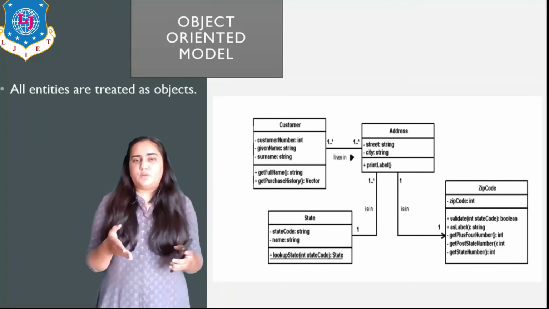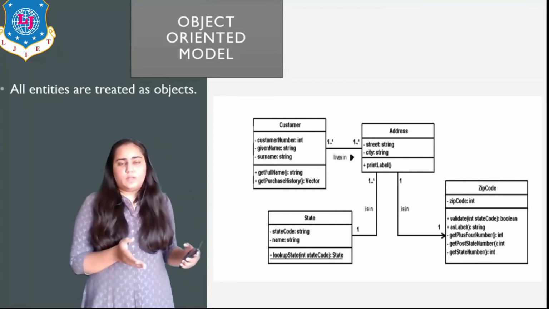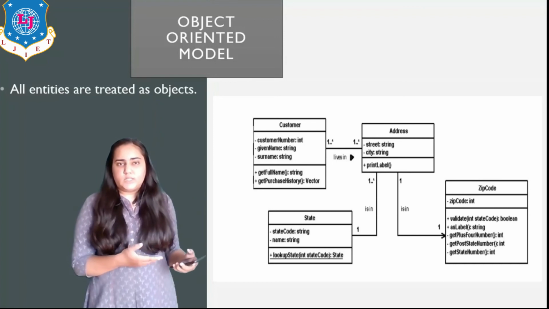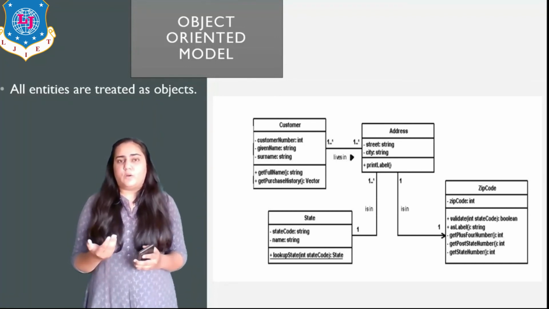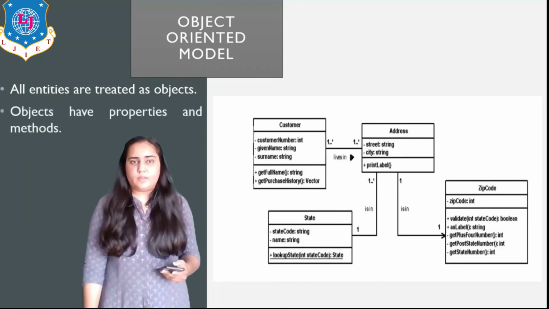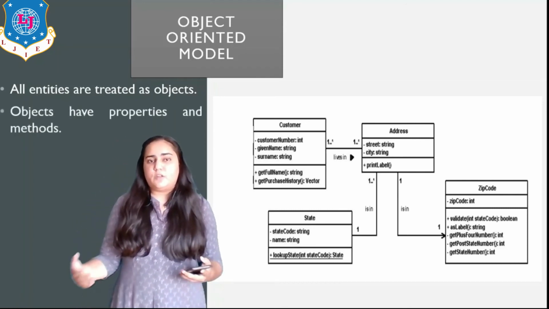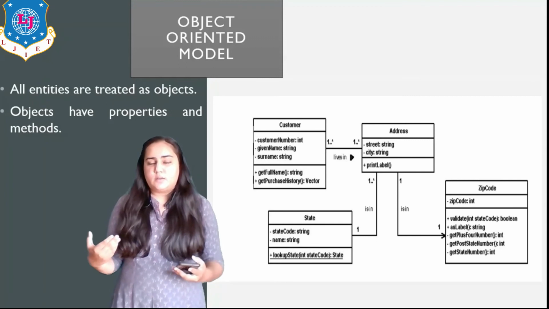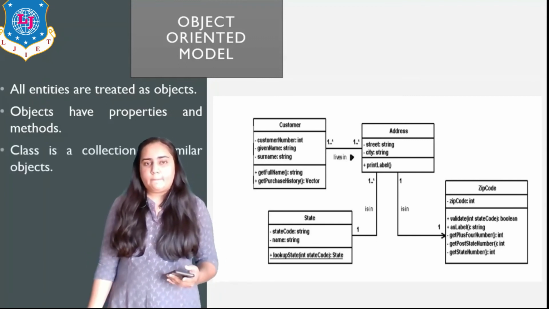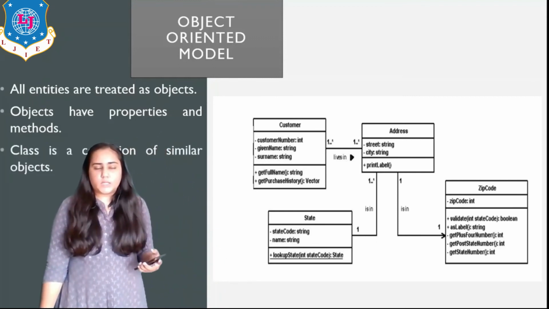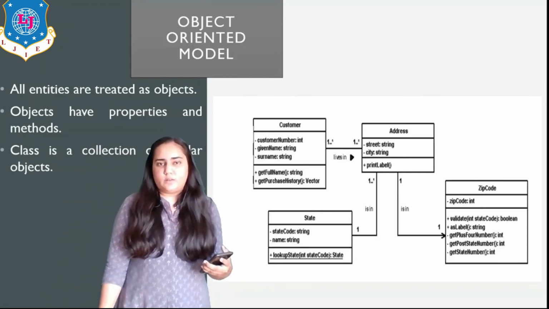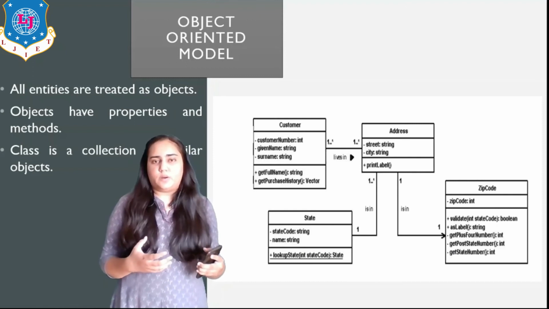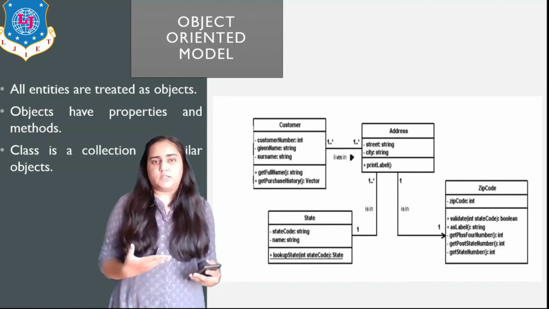Here, if you try to compare it with an ER model, then in the ER model, we have entities. Those entities in object-oriented models are called objects. And objects have properties and methods. And a class is a collection of similar types of objects. So when some objects together are similar, then we create a class out of those.